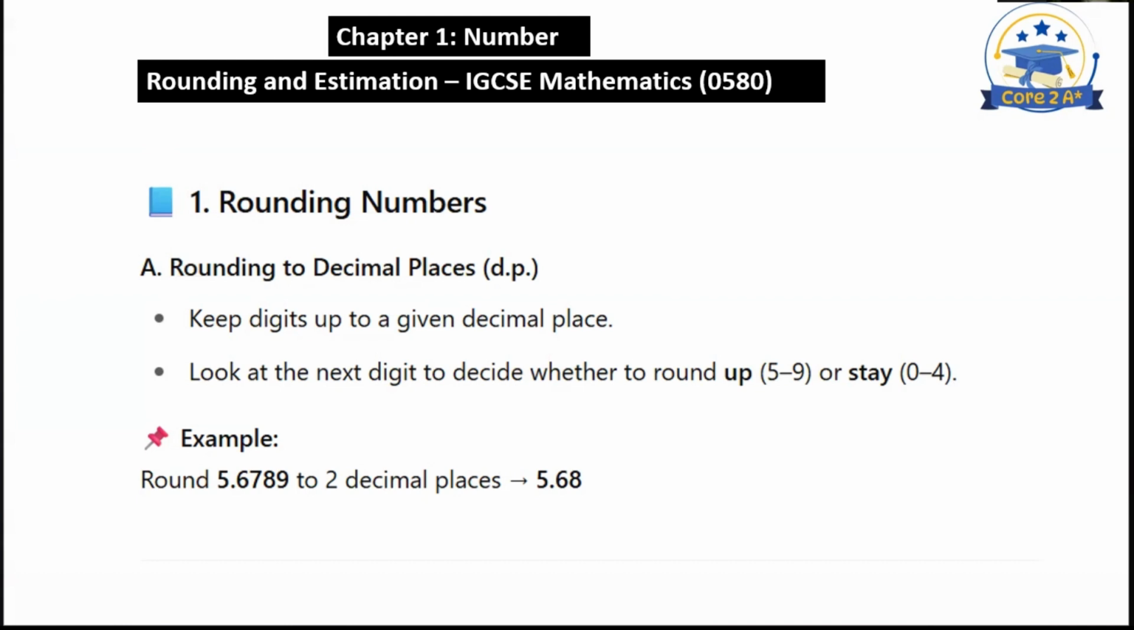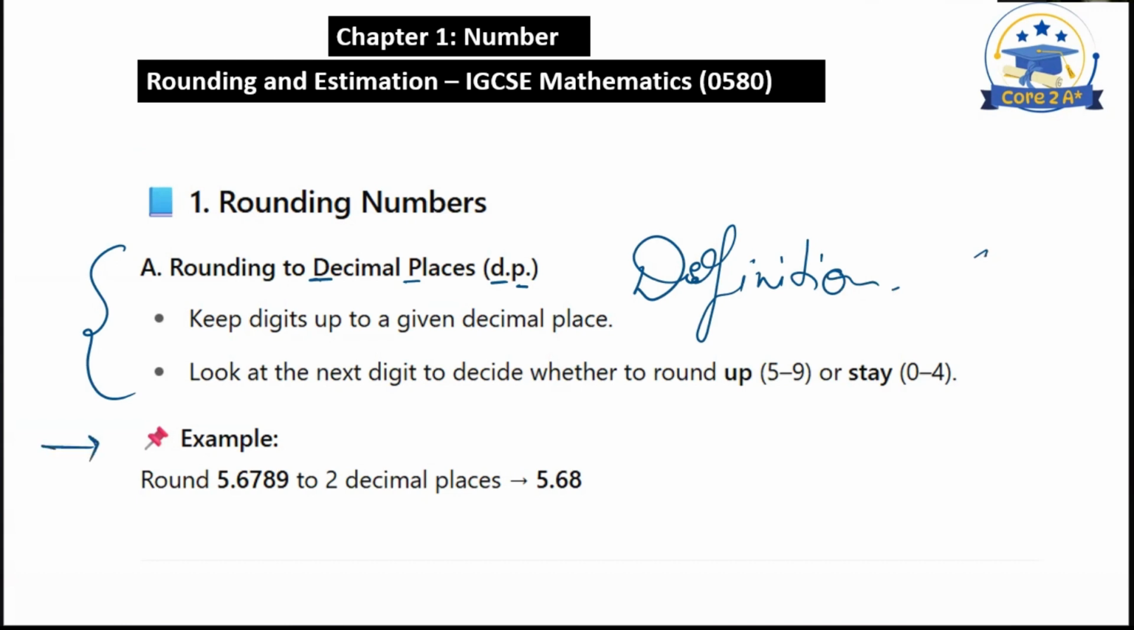Okay, rounding numbers, rounding to decimal places, DP. In the short form, we could write DP, decimal places. Keep digits up to the given decimal place. And this is, you could say, a definition. But just ignore it. We will see this example.